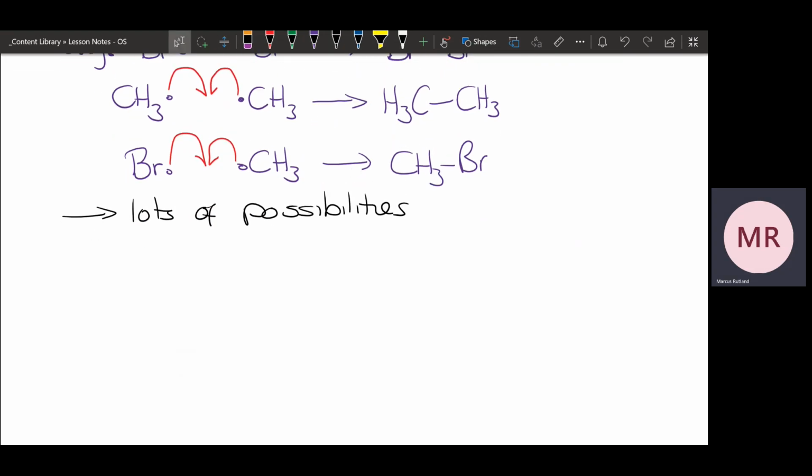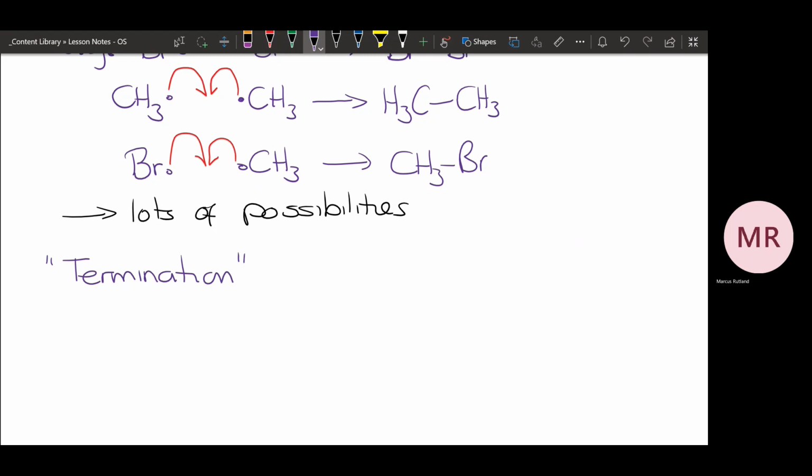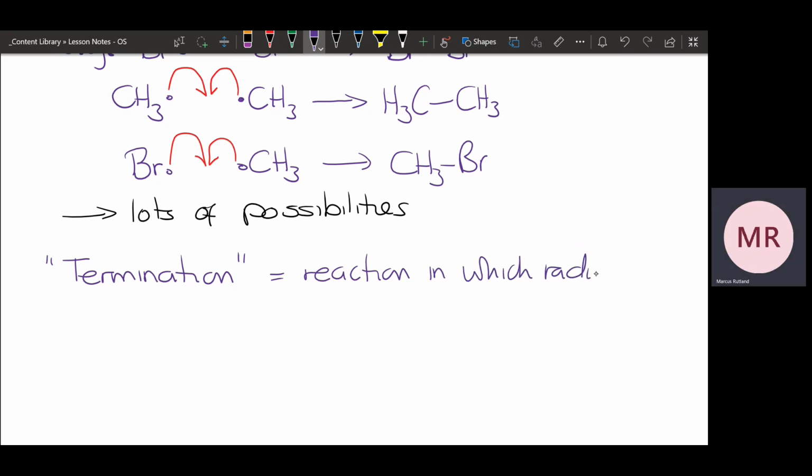So we just need to understand what's meant by a termination reaction. So termination equals a reaction in which radicals react to make non-radicals.